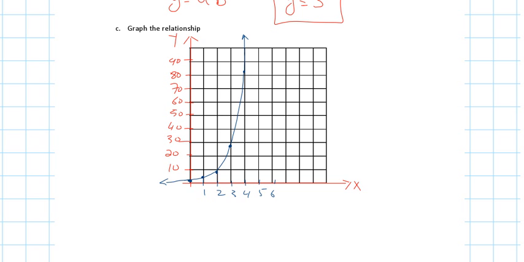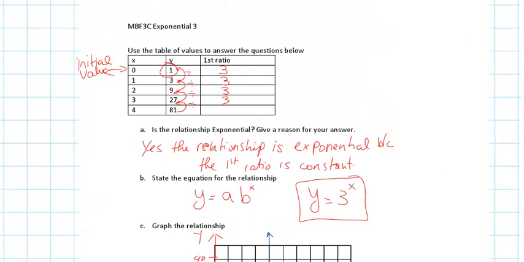Are we good with this? Any question about this? Should be easy, right? After you found your first ratio, you were able to find your equation, and you were able to graph. Okay, let's look at this example.